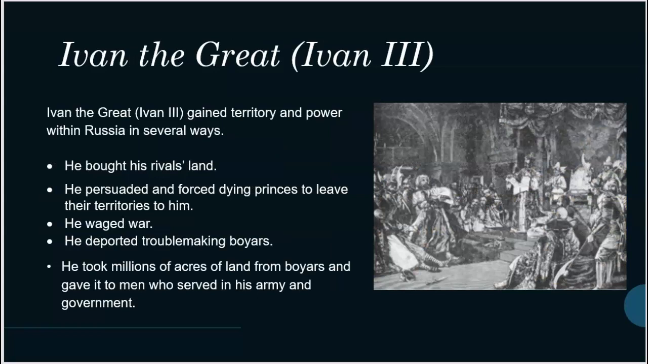Ivan the Great, Ivan III. Ivan the Great, or Ivan III, gained territory and power within Russia in several ways. He bought his rivals' land. He persuaded and forced dying princes to leave their territories to him. He waged war. He deported troublemaking boyars. And he took millions of acres of land from boyars and gave it to men who served in his army and government.